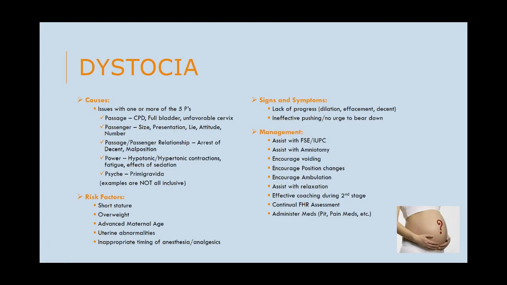Obviously, these examples are not all inclusive, but I've given you some listed here that you probably would see most often. So what are risk factors for dystocia? Short stature. Moms who are short, moms who are overweight, your older moms, ladies that have uterine abnormalities, or inappropriate timing of anesthesia and analgesics.